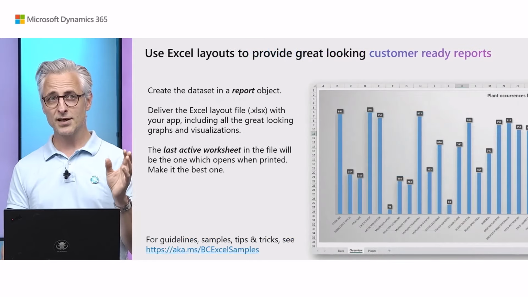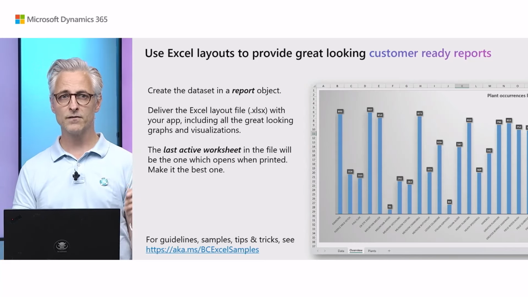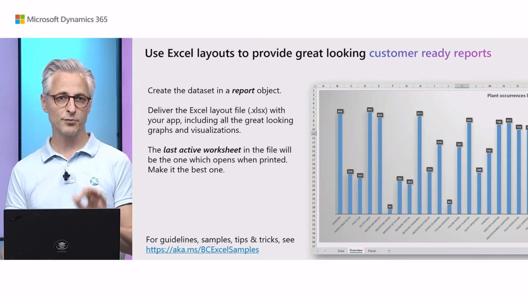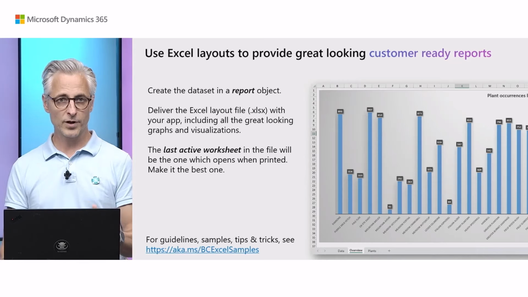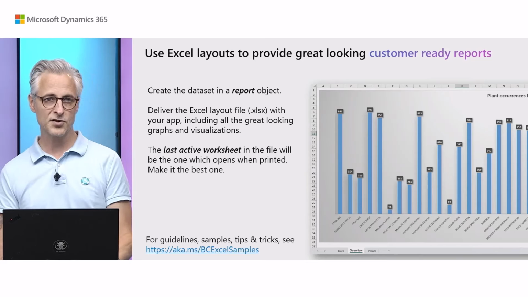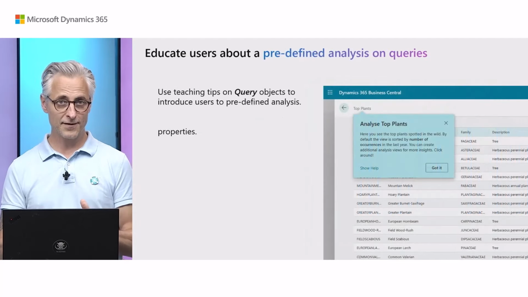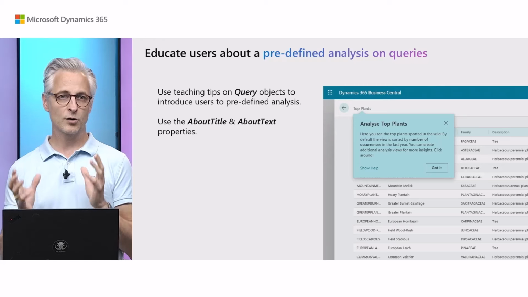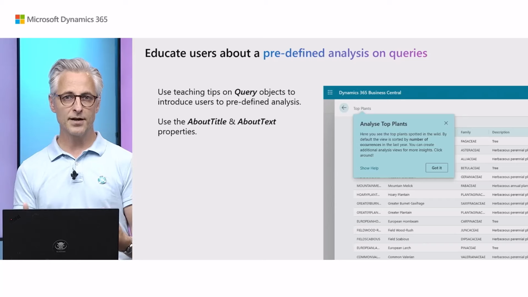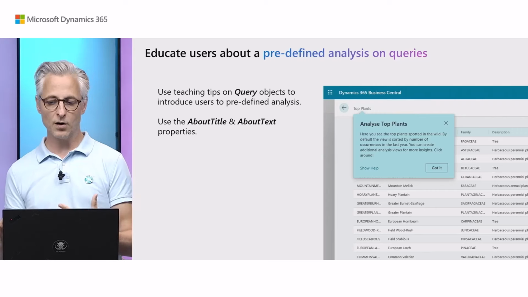Again, use Excel layouts. You can do stunning layouts and provide the Excel layout file out of the box with your app so the customer doesn't have to do anything except print the report. There are some great examples and more guidance at this aka.ms/BCExcelSamples link. Check out the guidance there for more samples and some tips and tricks. And the final thing I want to call out here is use teaching tips on query objects as well. It's a good experience to get some guidance on, hey, what is this analysis that I just opened directly from another page? What is it all about?